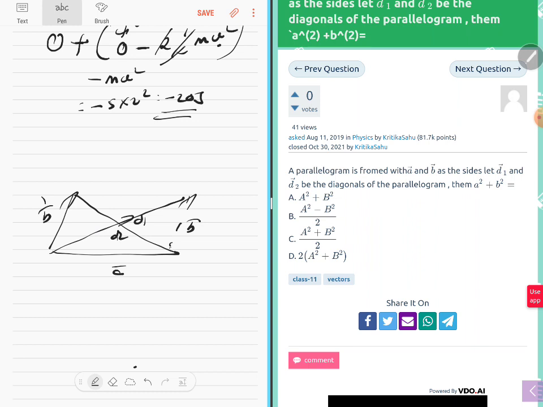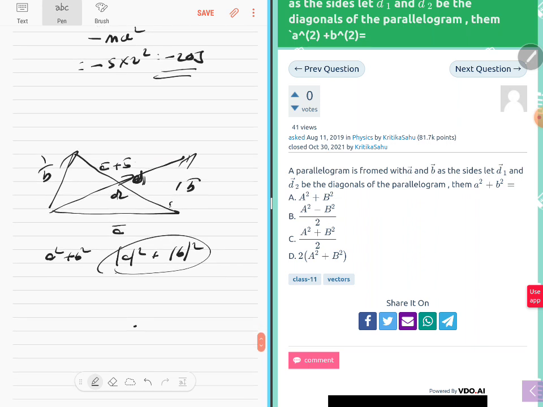Then a square plus b square, which is the magnitude of A the whole square plus magnitude of B the whole square. You want to find that. You know that this diagonal D1 itself is A vector plus B vector, correct? A square plus B square.